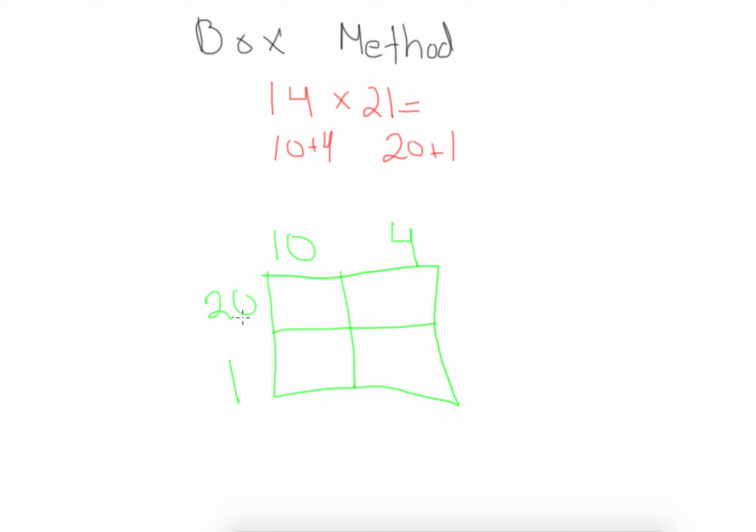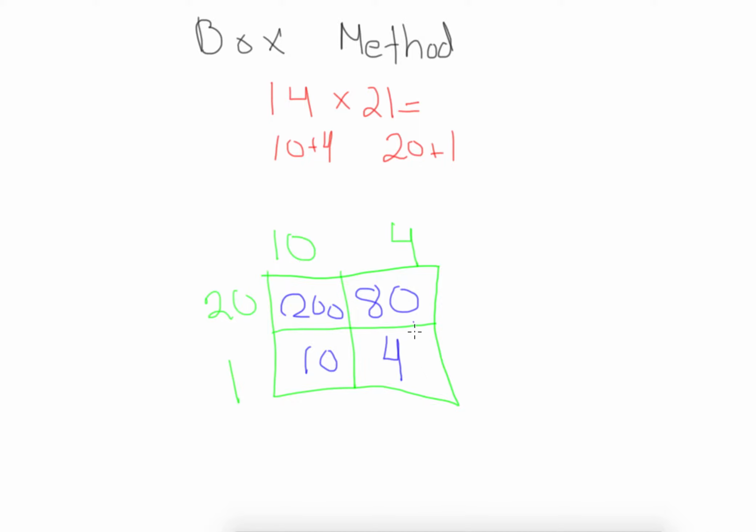So I'll start with 20 times 10. So I know that that's 200. Then I'm going to do 20 times 4. I know that that's 80. Then I'll jump down to the bottom, do 10 times 1 is 10. Then I'm going to do 1 times 4 is 4.